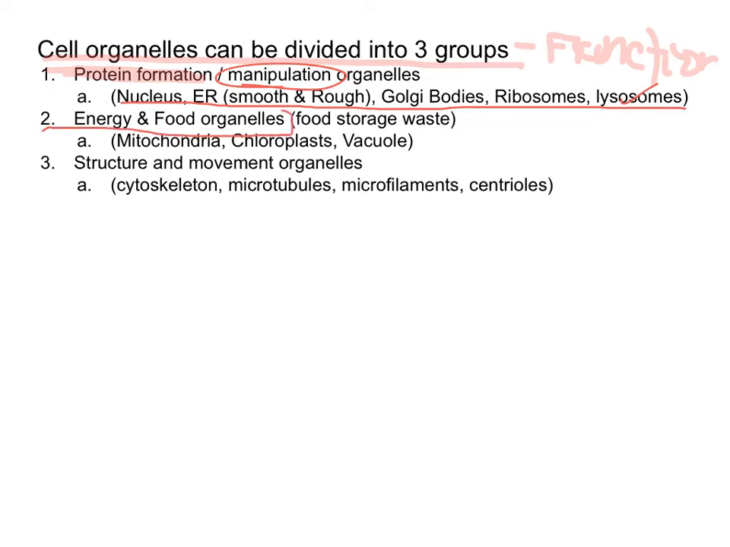Does the job have to do with energy or food? Food storage or food waste. Mitochondria make energy, chloroplasts make food, vacuoles store food. So you can organize it that way. Or does it have to do with structure or movement? Cytoskeleton, microtubules, microfilaments, and centrioles. All of these things have to do with structure and movement in a cell. So this is another way to look at how a cell is organized and its mechanisms. Just another way to think about it.